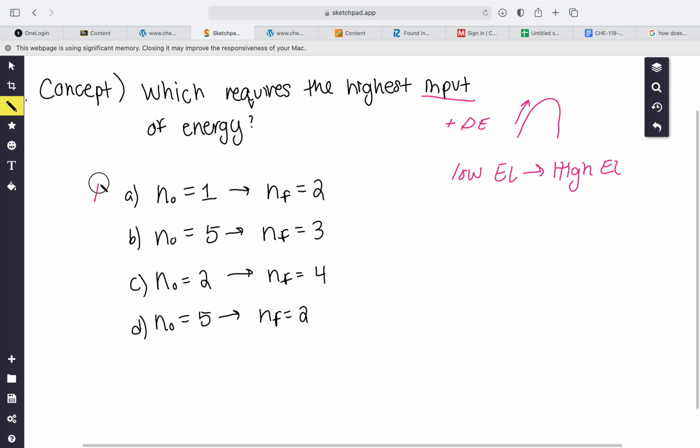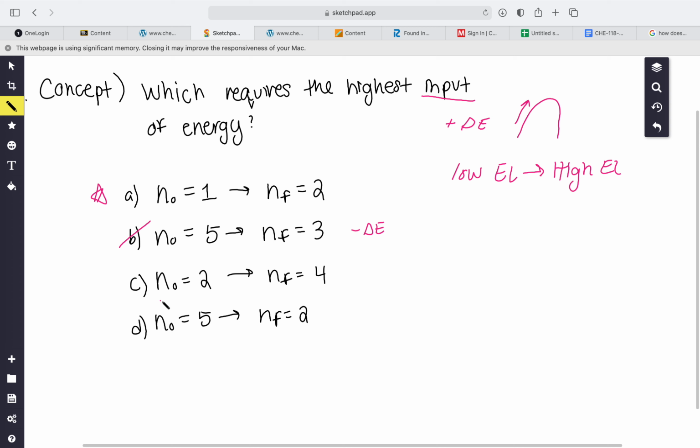So I'm going to star this one, because if the rest of them are going from high to low, then that might be the answer. So I'm going to star that one because that one could be right. We'll come back to it later, right? So now let's look at this next one. We're going from 5 to 3. When we go from 5 to 3, we're going from a high energy level to a low energy level. That means that the delta E, the change in energy, is going to be negative. So we're releasing energy, and that's not what we're looking for. So we're going to say, no, you're not the right answer, because you're going to be releasing energy. Again, not what we're looking for.